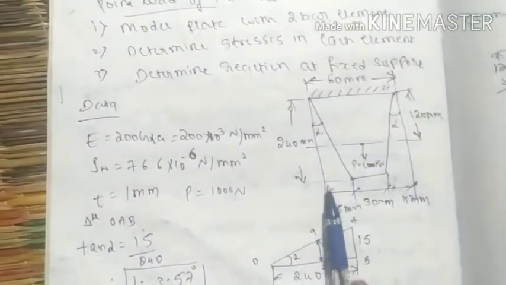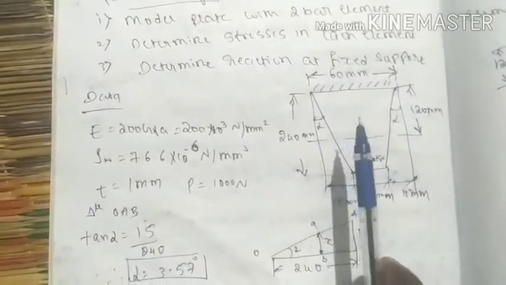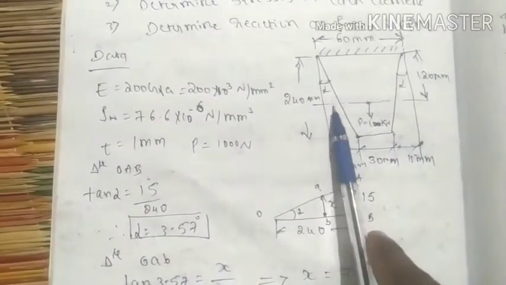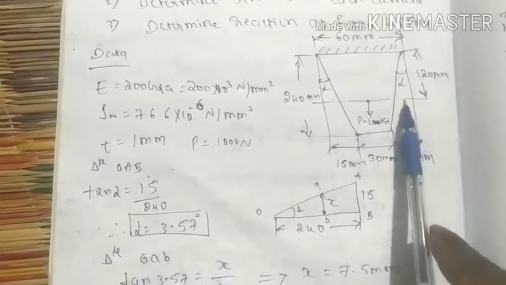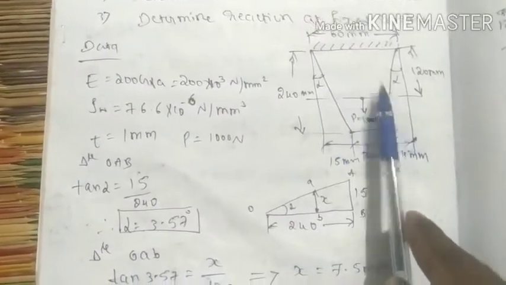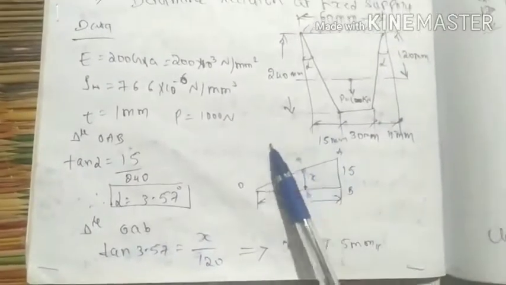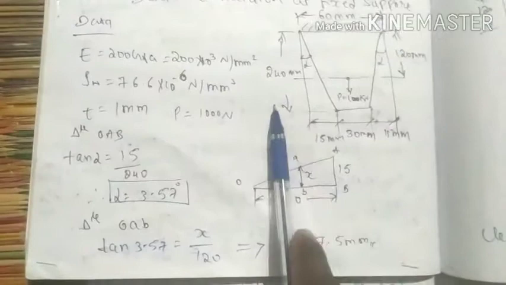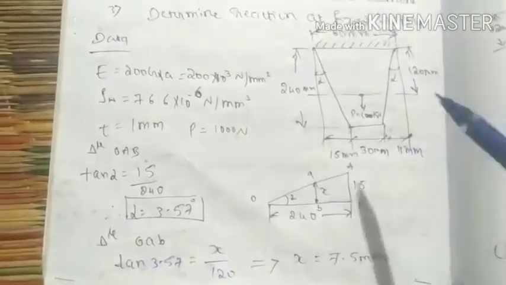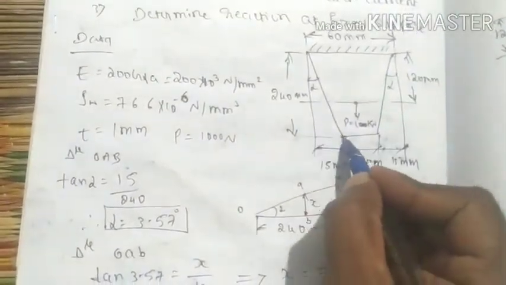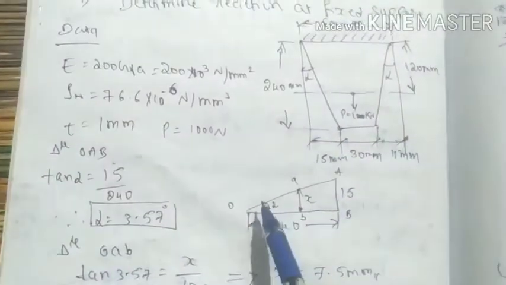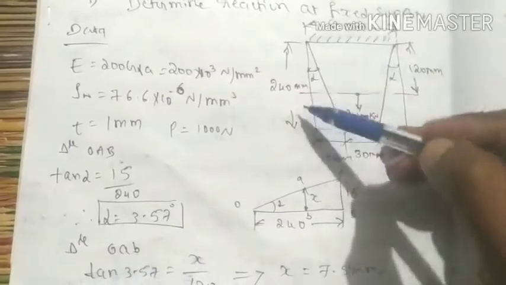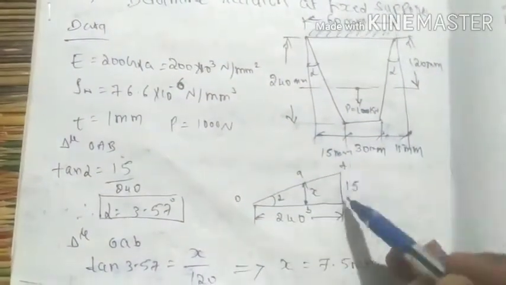We know this gap here, and we need to find the gap at the middle, then the average width there. So we use a trigonometric approach. Because we know this 15, here it forms a triangle, which is drawn in a horizontal way. In this triangle, this length is nothing but 240 and this gap is 15.